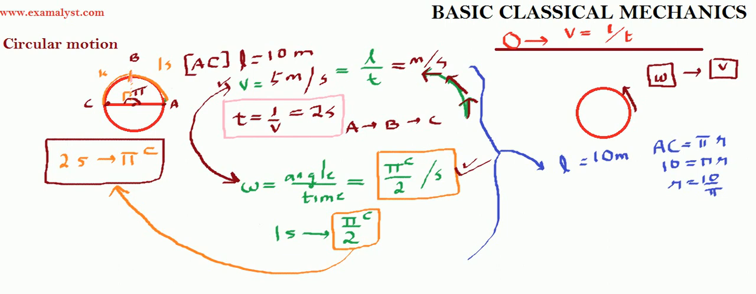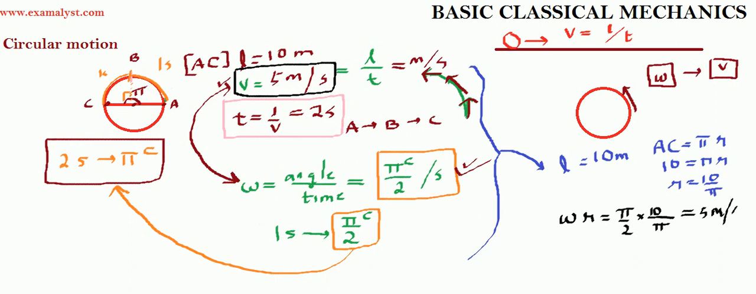Now comes a very interesting thing. If you multiply omega and r, let us see what we get. Our omega was pi by 2. And our r is 10 divided by pi. So we get a number 5. And what was this number 5? Amazingly, this number 5 was the linear or the tangential velocity of the object. This number 5 meter per second is the linear velocity.